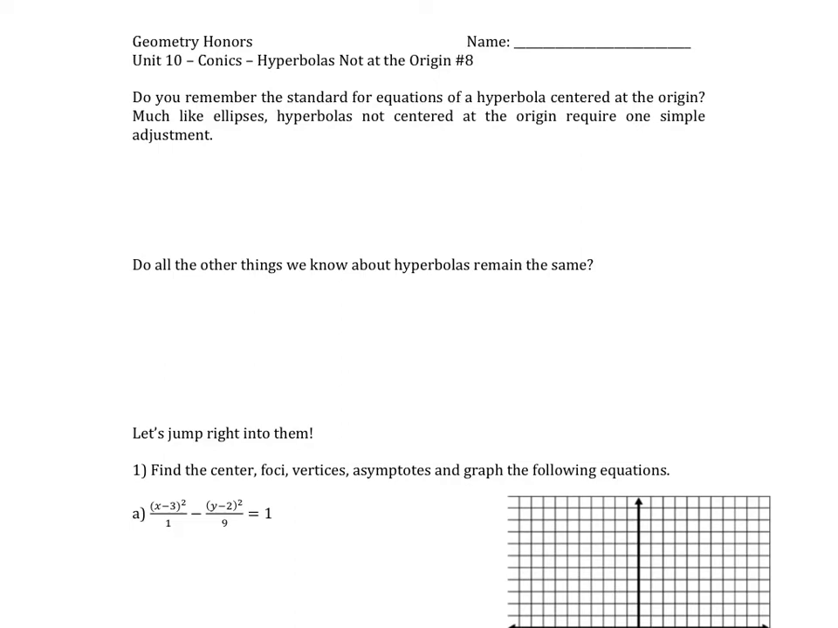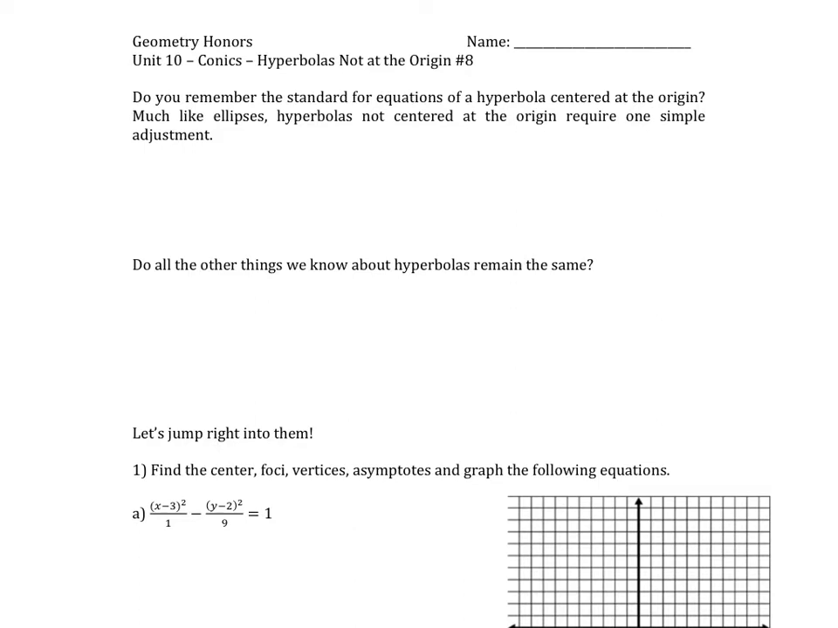Okay, Geo honors. We're moving on to hyperbolas here. We spent a bunch of time looking at ellipses. We saw hyperbolas when they were centered at the origin. We're now going to just look at hyperbolas that are not centered there. They're going to be very similar to how we did ellipses not centered at the origin, so I feel pretty good about us cranking through this pretty quickly. There's going to be a few subtle things we need to watch out for, but other than that, I think you guys will handle this pretty well.